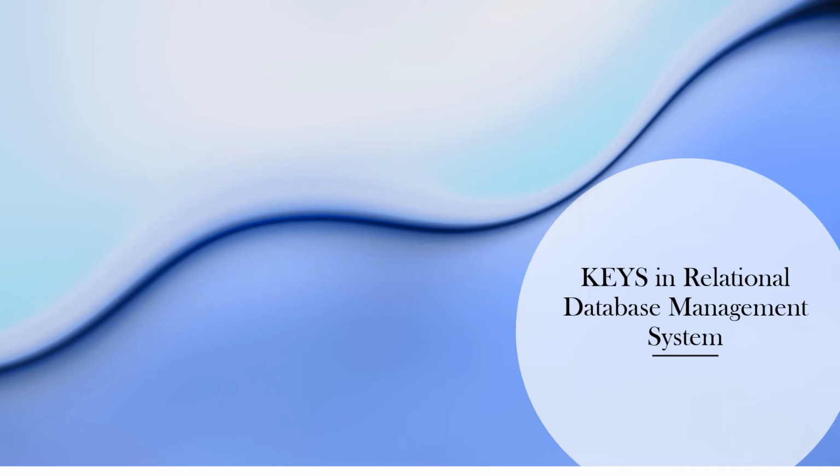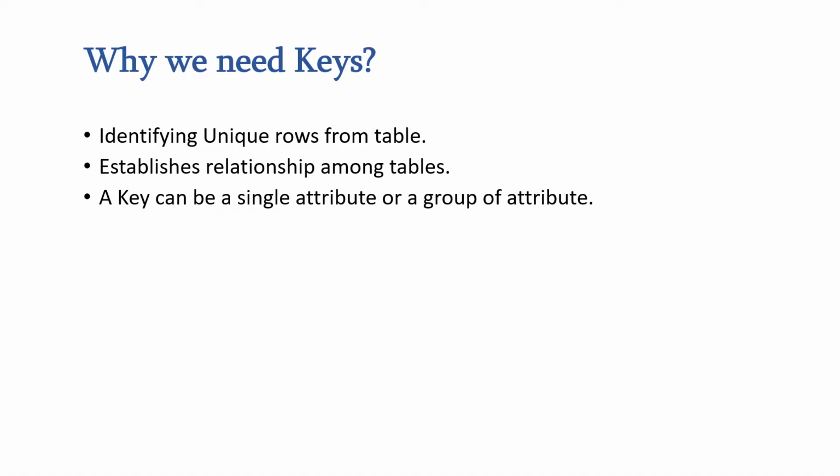In this tutorial, we are going to see about the keys in relational database management system. The key plays an important role in the relational database management system. So why are we going for keys? It is used to uniquely identify the rows from the table. It establishes a relationship among the tables. A key can be a single attribute or a group of attributes.